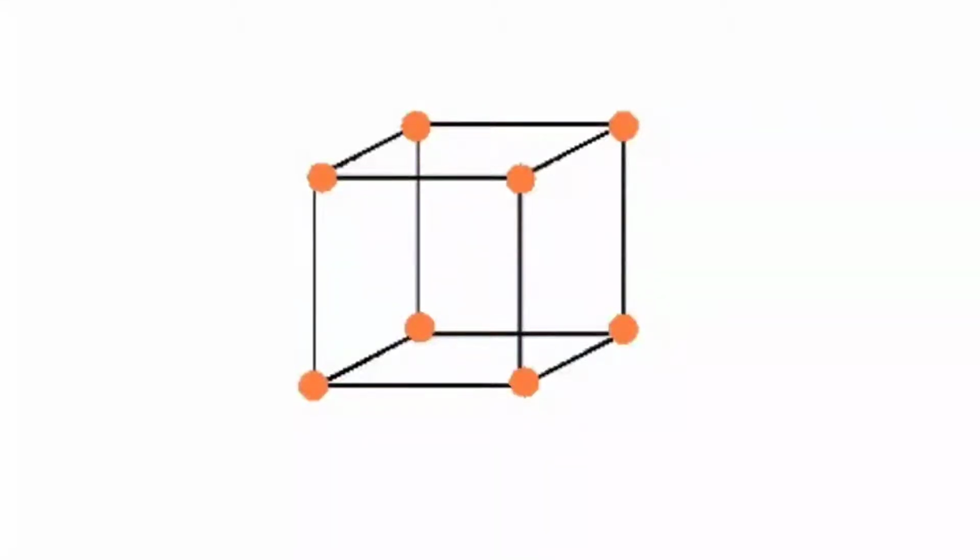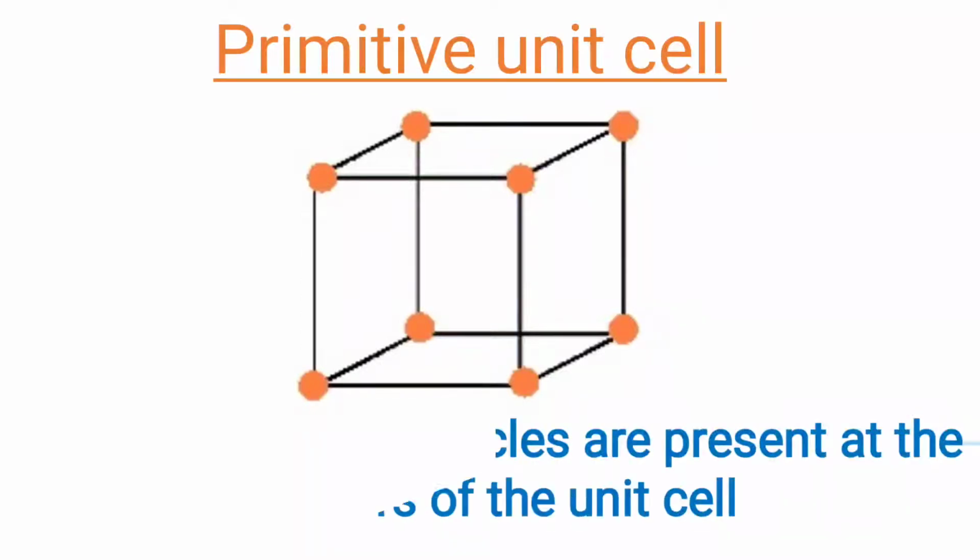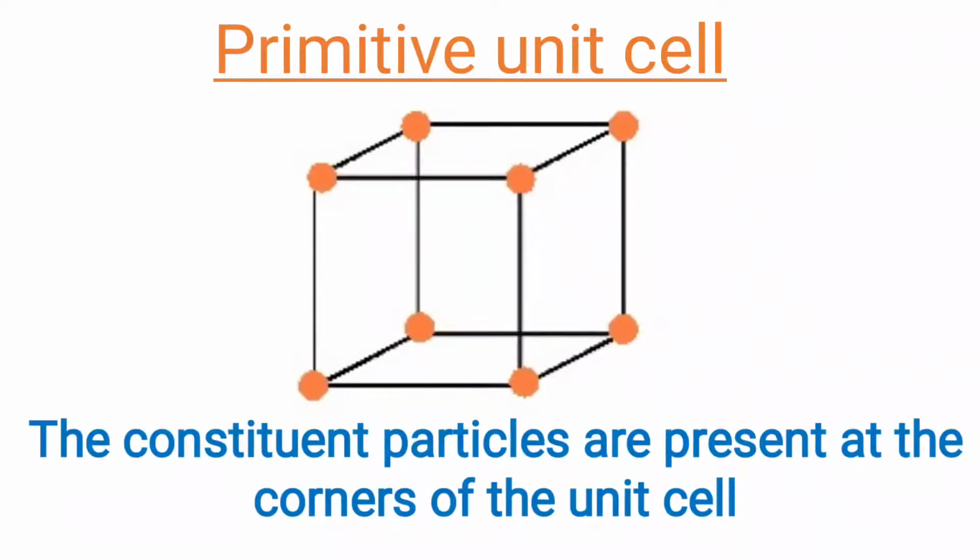This is the first kind of unit cell where you can observe all the 8 corners in this unit cell are occupied by constituent particles, right? Such a unit cell where all the corner positions are occupied by constituent particles is called a primitive unit cell or a simple unit cell. So, in this case, the constituent particles are present only at the corners of the unit cell.